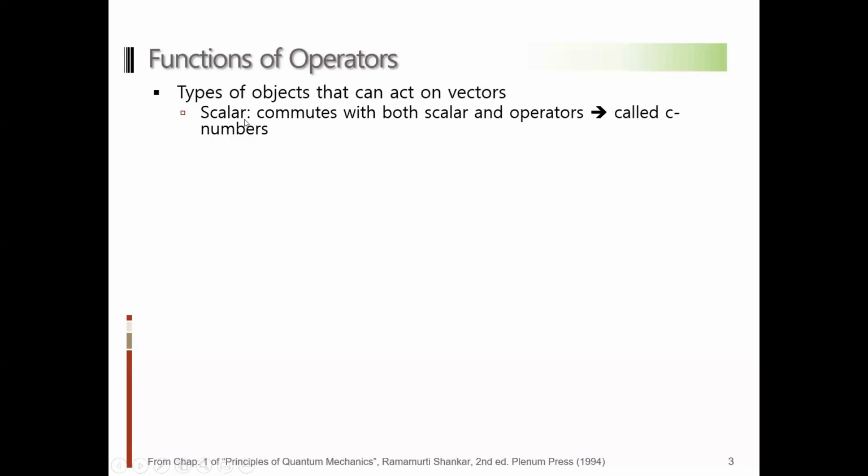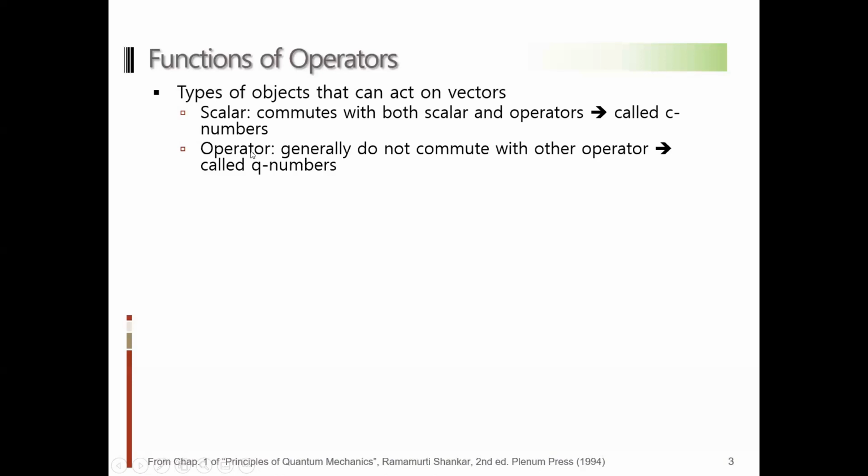Well, the simplest example is a scalar value. A scalar value can just be multiplied on the vectors, and the scalar value and the operator can commute with each other. In quantum mechanics, we sometimes call the scalar value a C number, because C means classical number, and a classical number has no problem in exchanging the order of the multiplication.